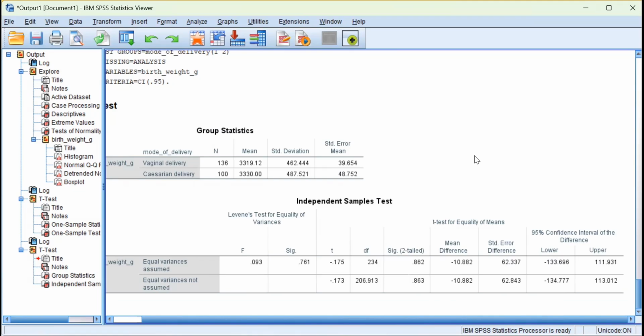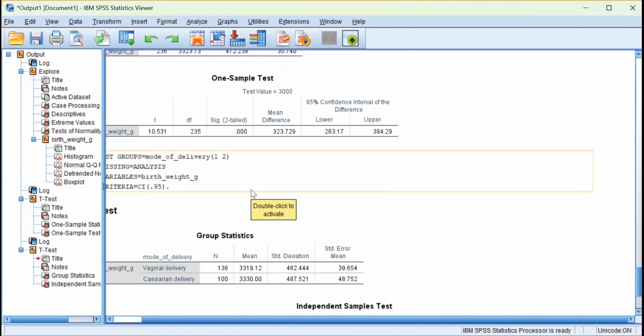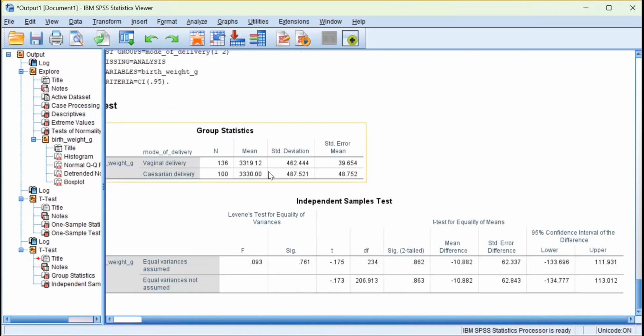I don't know how they manipulate to get this, because normally degree of freedom is n minus 1, right? That's what I know. So this one up here is the right one. That's the one sample test, right? See, our degree of freedom here is 235. It's 236 minus 1. But for this t-test, I don't know what they do. The DF is different. Maybe I'll read about that.